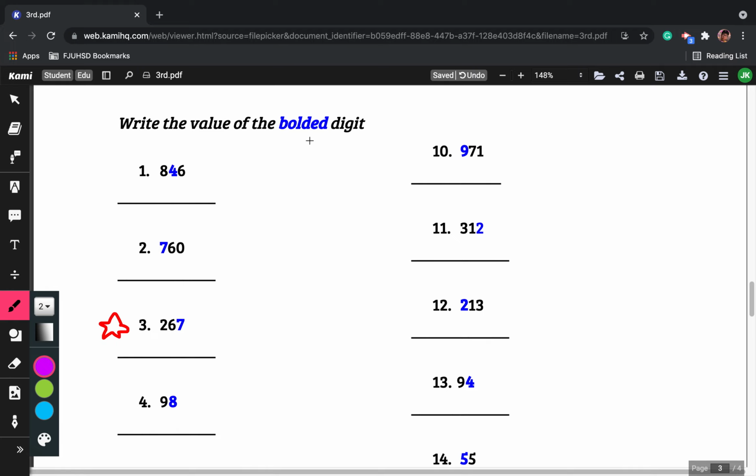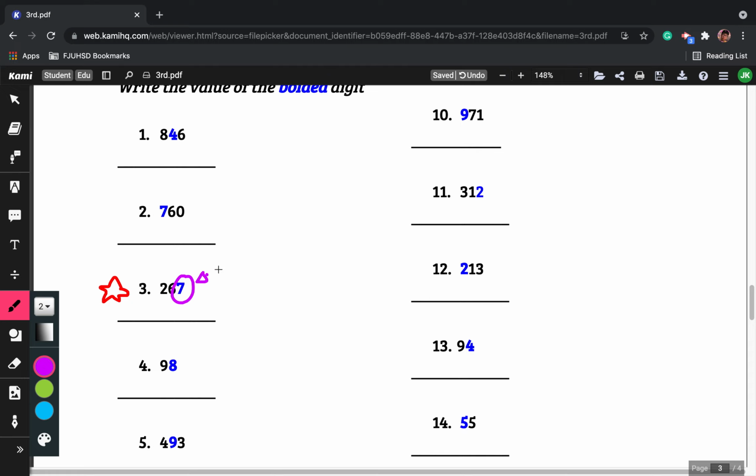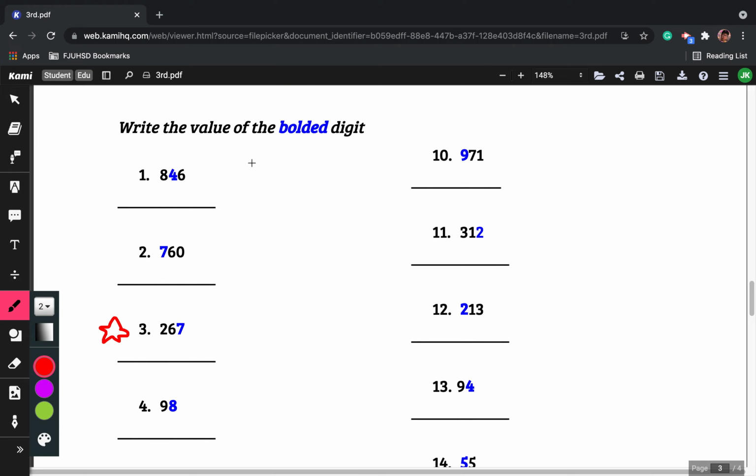Write the value of the bolded digit. So we're trying to find what value this is. And these values are going to be in base tens. Basically, everything is going to be based off of tens. So this is the ones place.